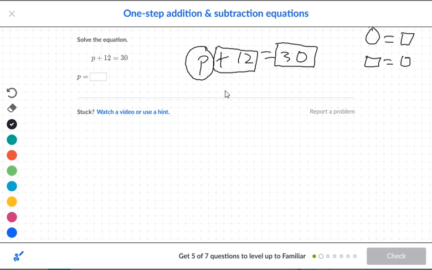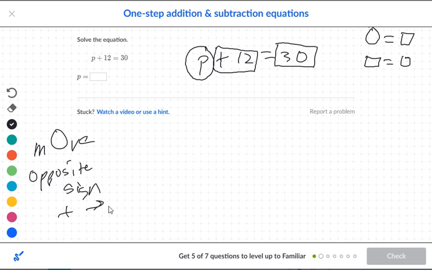So what you want to do is move. Now remember the word move, when you move something, it's always going to be the opposite sign. So positives become negatives, and negatives become positives. So I want to move the 12 out of here. So we're going to make this a negative 12, make this a negative 12. So now what I end up with is the letter P is equal to, this is going to be 18.